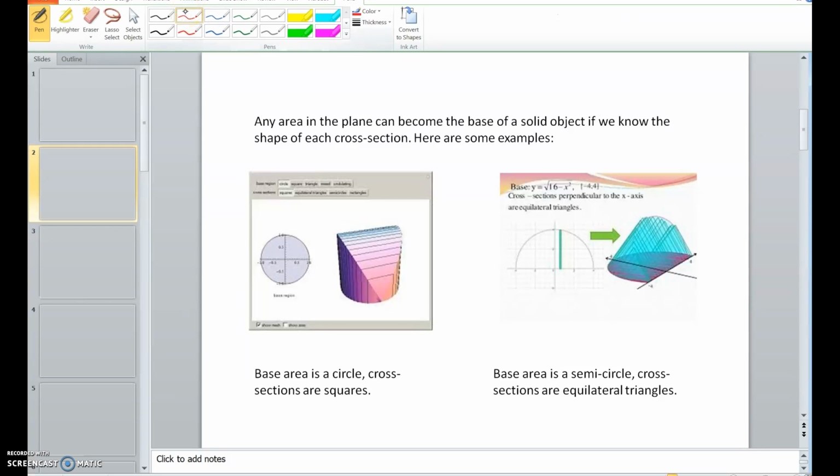So in this first example over here on the left, our base area is a circle, and the cross sections are squares. So when we start over here on the far left, the base of the square is not very large, so we're going to have very teeny squares. And then as we move to the right, the squares are going to get larger and larger, and then our largest square is going to be right here in the middle, and then the squares are going to start to get smaller again over here.